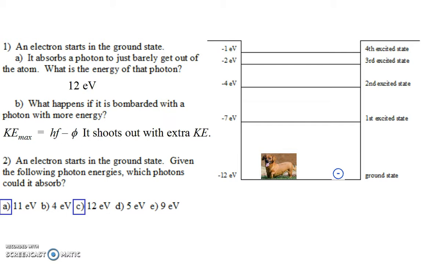Alright, how about the 5 electron volt one? If it starts at -12 and you give it 5 electron volts, it gets up to -7, and yeah, there's an energy level there, just like the dog, it would be stable there. So it will absolutely absorb a 5 electron volt photon. And what about 9? Well, if it starts at -12 and absorbs 9, then it gets up to -3, and there's no level there, just like there's no ledge for the dog, so this will not work.